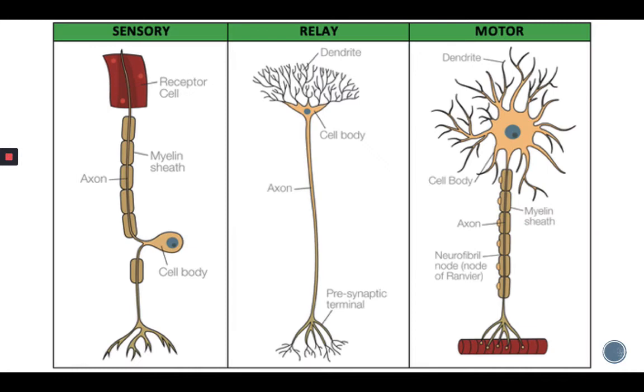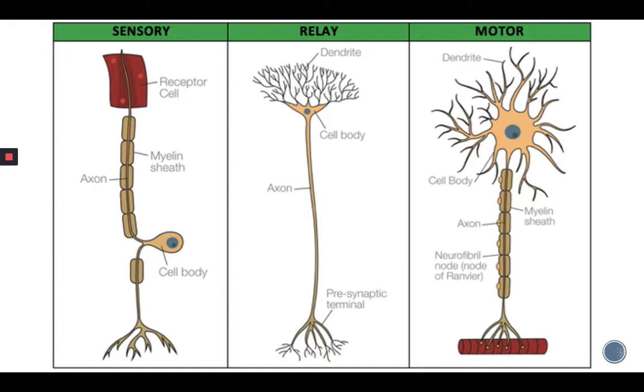So we have three types of neurons: sensory, relay, and motor neurons. What are their functions? The sensory neuron's function is to accept the stimuli and send it to the relay neuron. The relay neuron plays a role of transition because it is in the spinal cord, and we also call it the intermediate neuron or interneuron, because it connects the sensory and motor neurons.